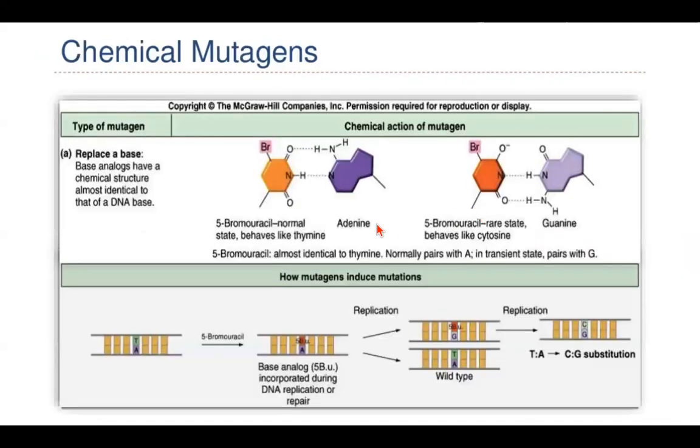So here is an example of it. Bromouracil, instead of forming 2 bonds with an adenine, is more than happy to form 3 bonds with a guanine or 3 bonds with a cytosine. And as a result, you get a change in the genetic sequence.